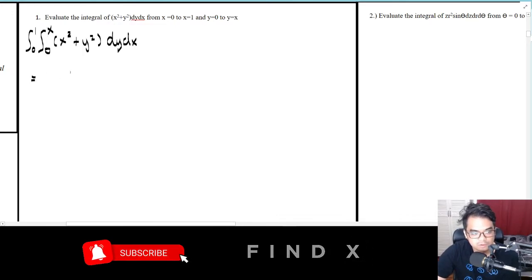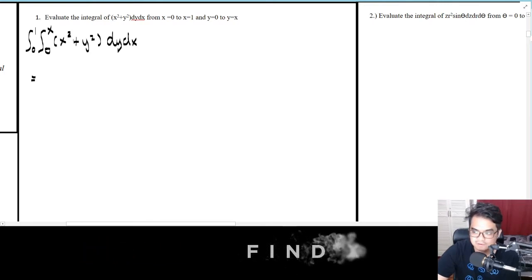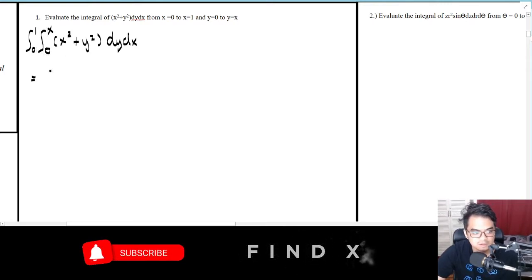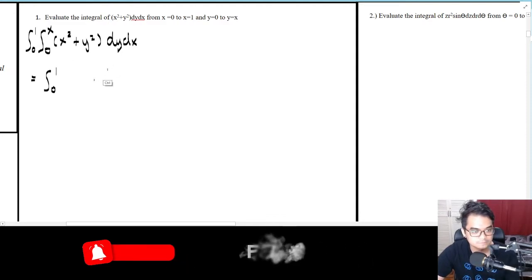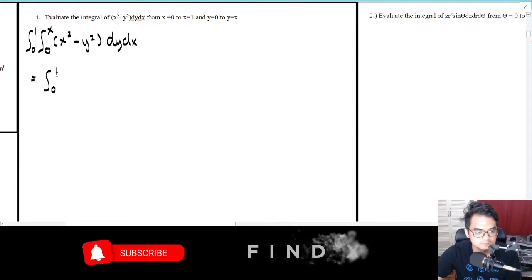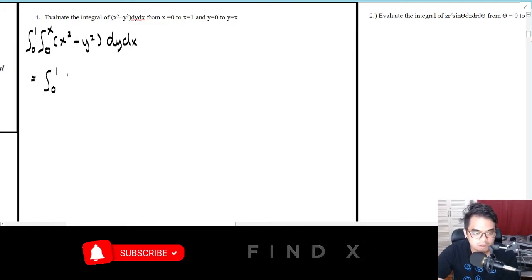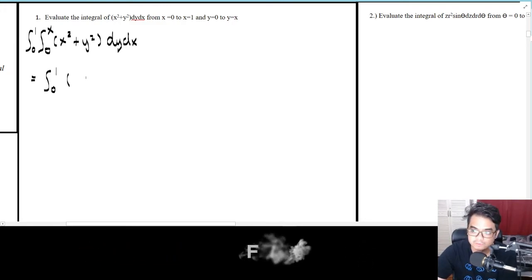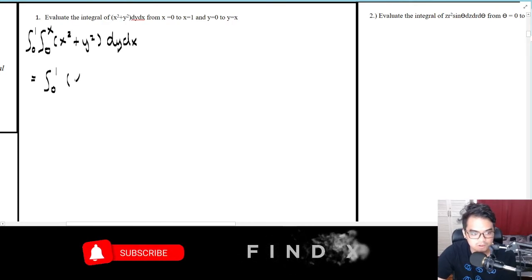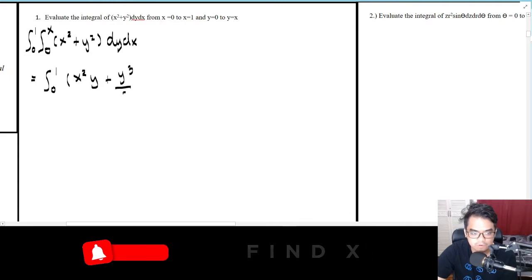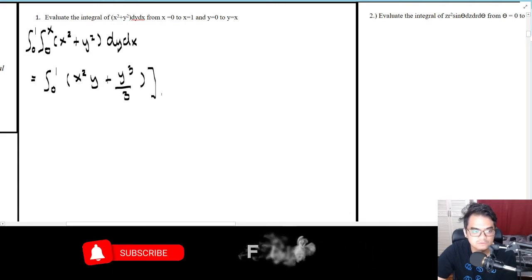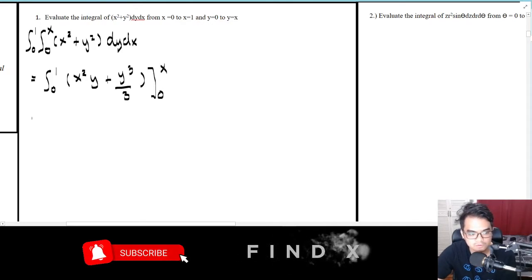So let's evaluate this one. Remember, when we are evaluating dy, you can treat the variable x as a constant. So this will be the integral from 0 to 1. Evaluating with respect to y, x is constant, so you'll have x squared y plus y cubed over 3. The limits of this one are from 0 to x.